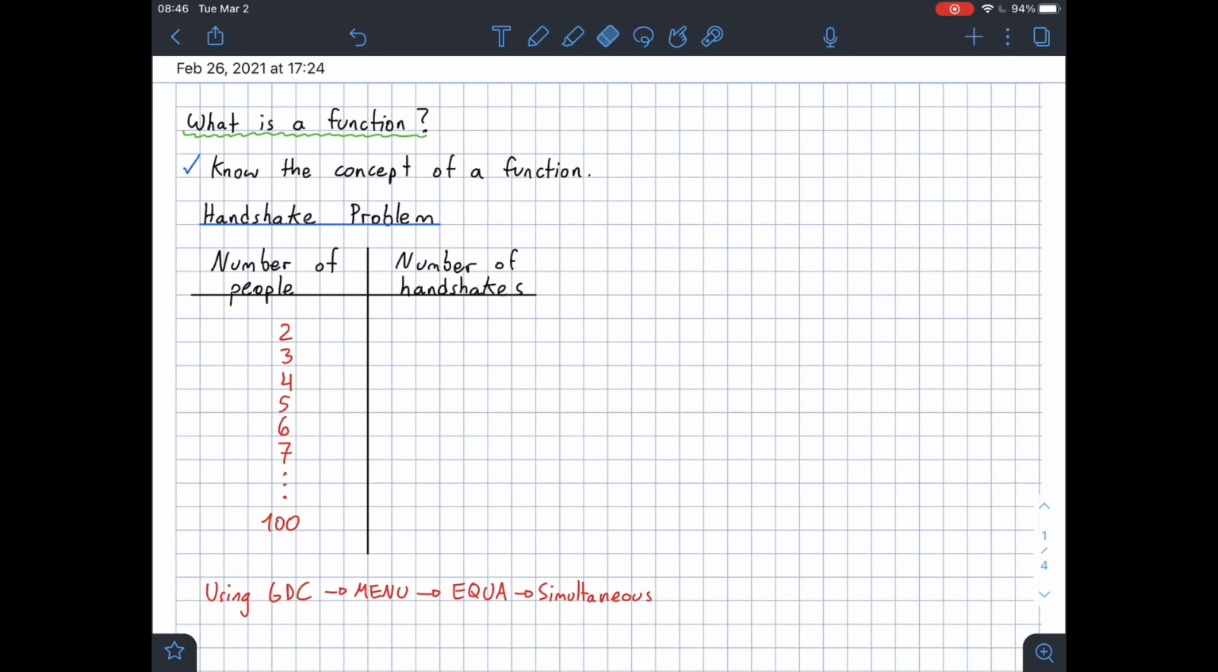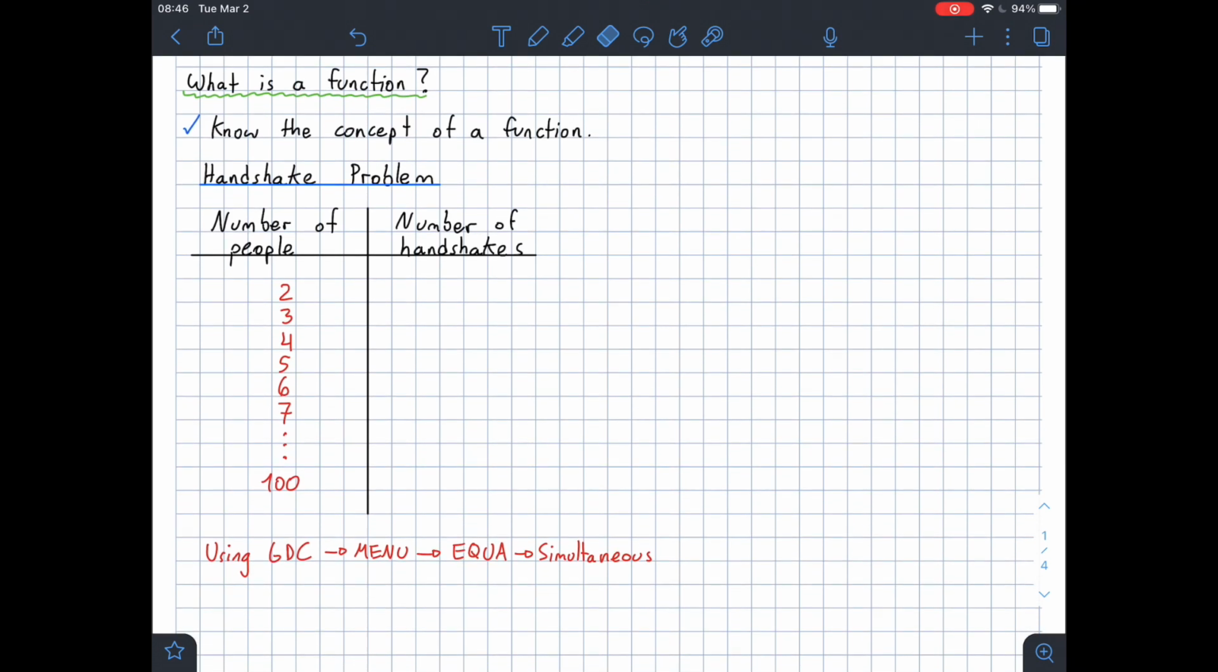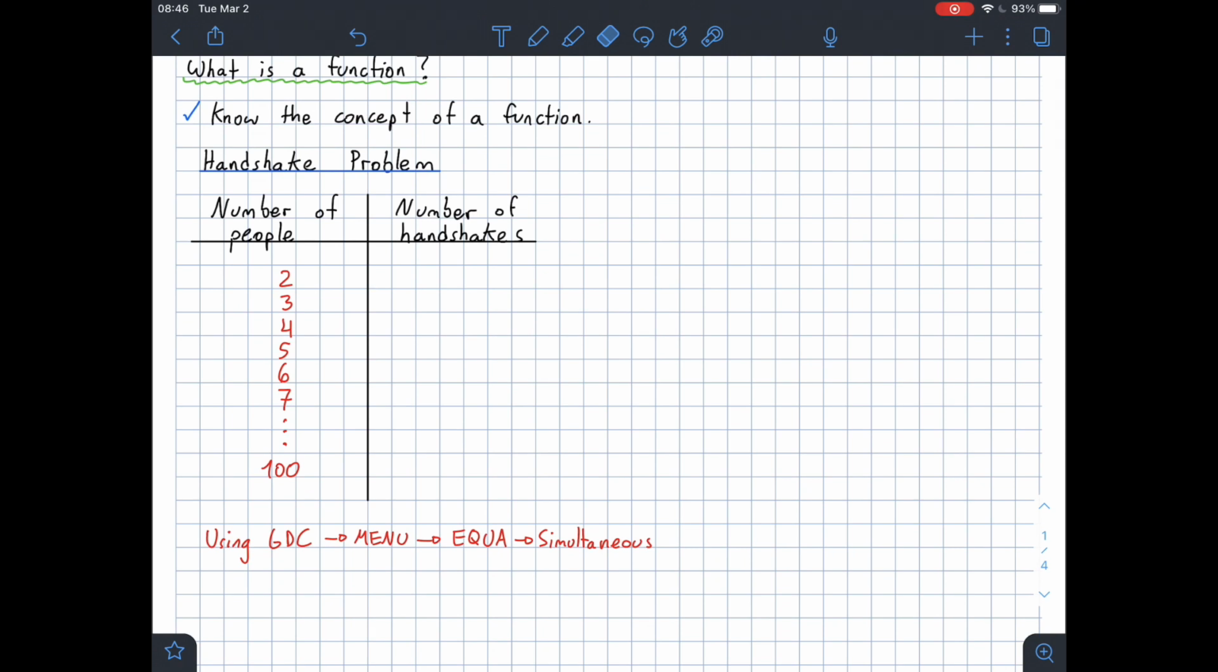So we're going to start by doing a very short problem, which involves handshakes. Imagine you're with a group of people and you want to determine a model that will tell you how many handshakes can be given depending on the number of people in a room, right? For example, if there are two people in a room, let's define a handshake like giving the right hand only, right? So if there are two people in a room, they can only give one handshake between each other, right? So here we would have one handshake.